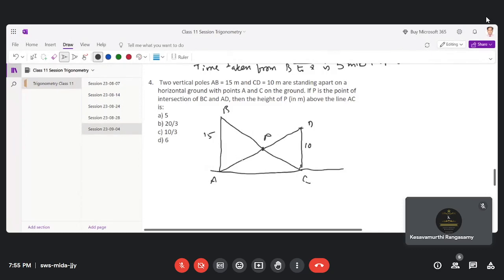Then the height of P above the line AC. So the only given information is this is 15 meters and this is 10 meters. Nothing else is given. If you can determine it, it is very interesting, right? Because whatever be the distance AC, this height is going to be the same.